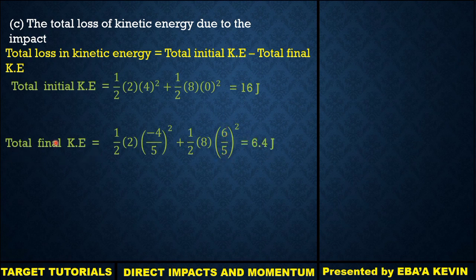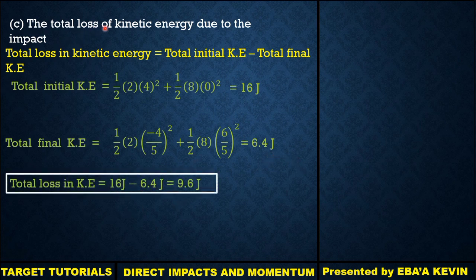Now, the total loss of kinetic energy due to the impact is equal to the total initial kinetic energy, which is 16 joules, minus the total final kinetic energy, which is 6.4 joules. Therefore, we obtain the total loss of kinetic energy due to the impact to be equal to 9.6 joules.